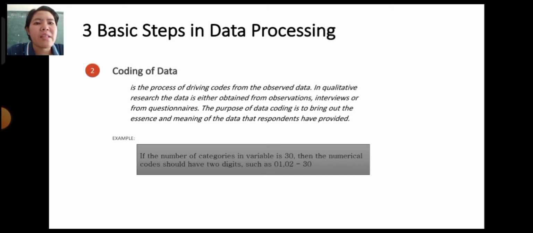Okay, the next step in data processing is the coding of data. Okay, coding of data is the process of deriving codes from the observed data. In qualitative research, the data is either obtained from observations, interviews, or from questionnaires. The purpose of data coding is to bring out the essence and meaning of the data that respondents have provided. Example, if the number of categories in a variable is 30, then the numerical codes should have 2 digits such as 01, 02, up to 30.